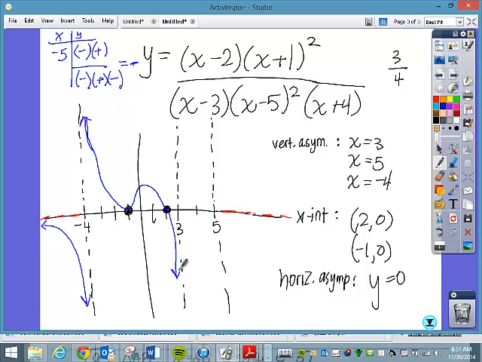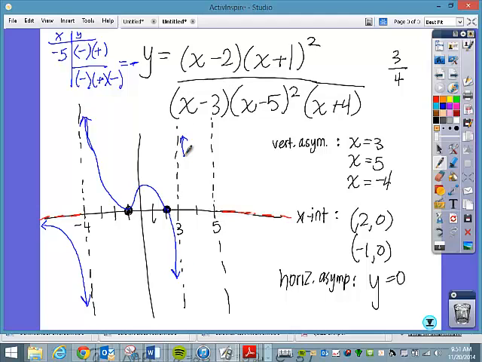So now I need to check what is the degree of my vertical asymptote, because I'm not sure if it's going to go down here or if it's going to be up here. So I check the degree, which came from right here. It's odd, so that means since it's going down on the left side, it's going to go up on the right side.